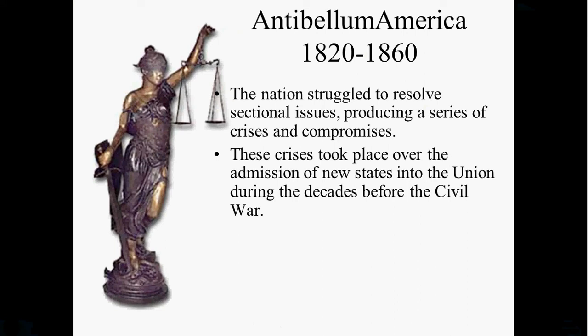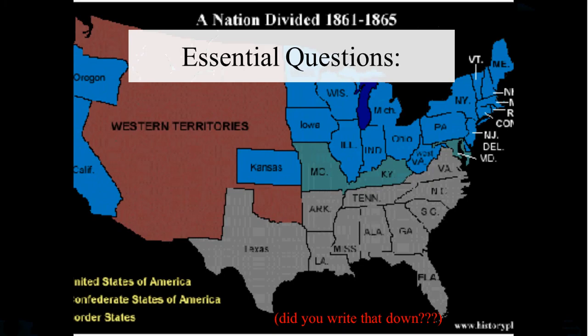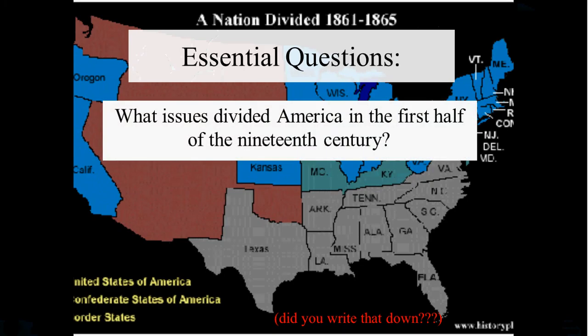It was about admitting new states to the Union, and again, right before the Civil War. Here's the big issue, always between balancing the number of free states and slave states, and who would have the most power in Congress. So here's your essential question, so write this down. What issues divided America in the first half of the 19th century? Did you write that down?